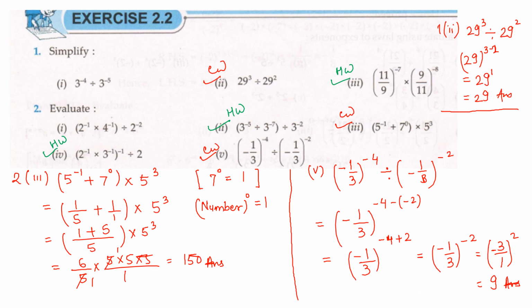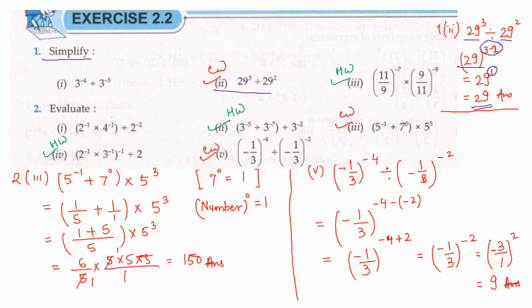So you can see the marked questions and answers are there. For question number first, they are asking to simplify. Simplify means you just have to solve. See the second part, 29 to the power 3 divided by 29 to the power 2. When the bases are same, powers will be subtracted. So 29 is the common base, and the power is 3 minus 2, that is equal to 29 to the power 1. Now generally to the power 1 we don't write, that is equal to 29.